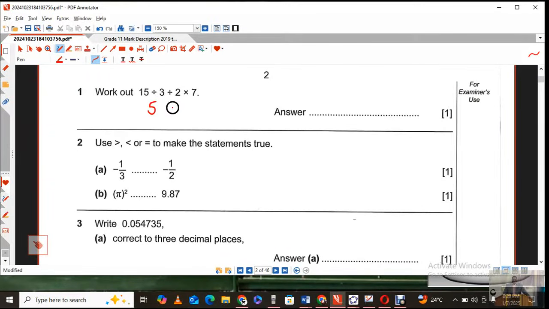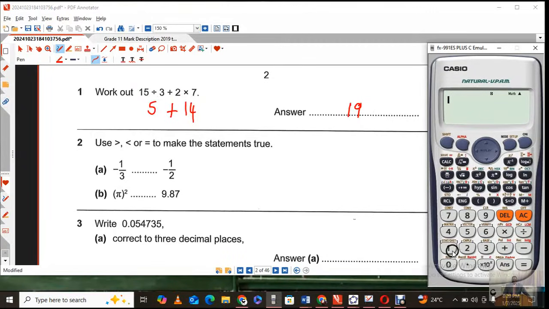15 divided by 3, of course, is 5, and 2 times 7 is 14. So we expect the answer here of 19, okay? And often you will find very different answers. So it's a calculator-based paper, so just go ahead and punch it in and just get the correct answer without you having a problem.